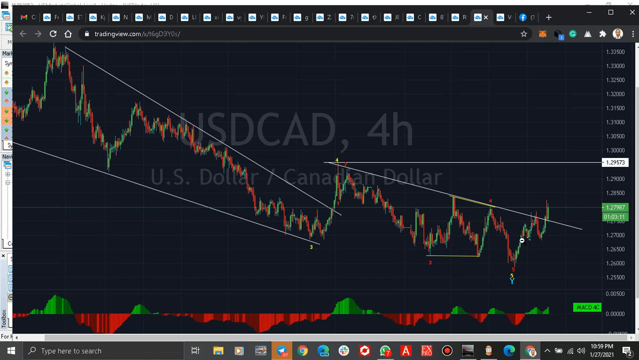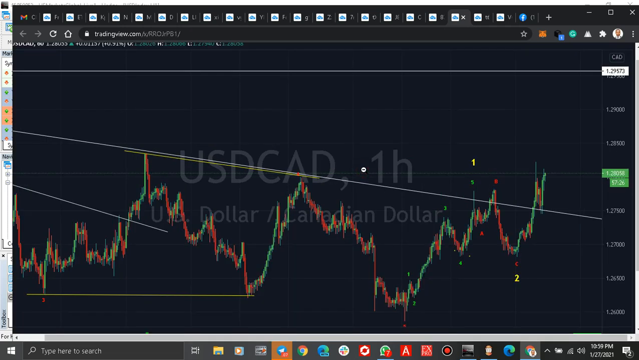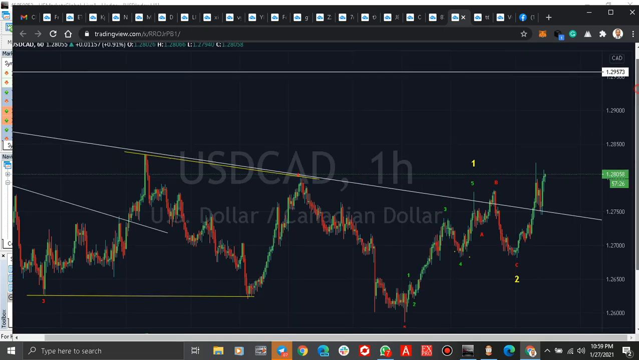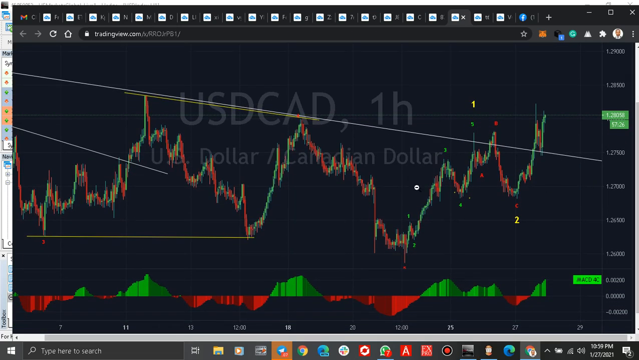Okay, that one you can see it better on 1 hour chart. Let's go to 1 hour chart. So 1 hour chart, I took my time to label all these things. I don't normally label all these things, but I wanted to do it on USD CAD because the CAD has been going down for a long time. People are expecting it to go up. I believe now it is going up now.